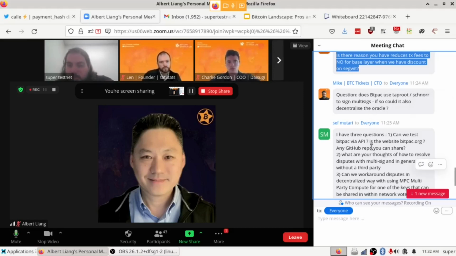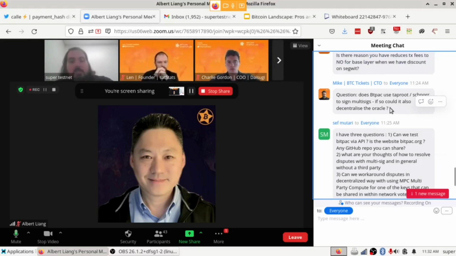Next question, does Bitpac use Taproot and Schnorr to sign multisigs? If so, could it also decentralize the Oracle? Yes, it does use Taproot and Schnorr to sign the multisigs. It's essentially a Schnorr, a Taproot web wallet, and it stores your private key in local storage on your browser, so you only have control of your private key. Could it also decentralize the Oracle?